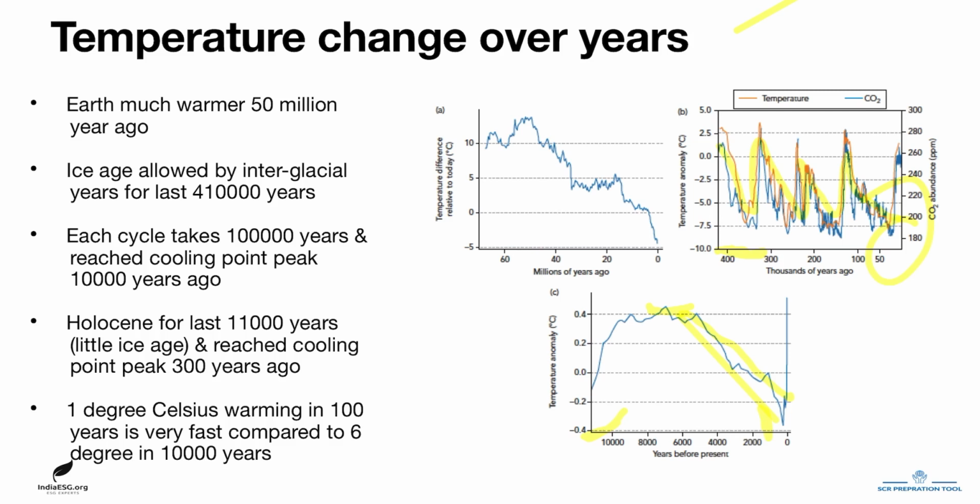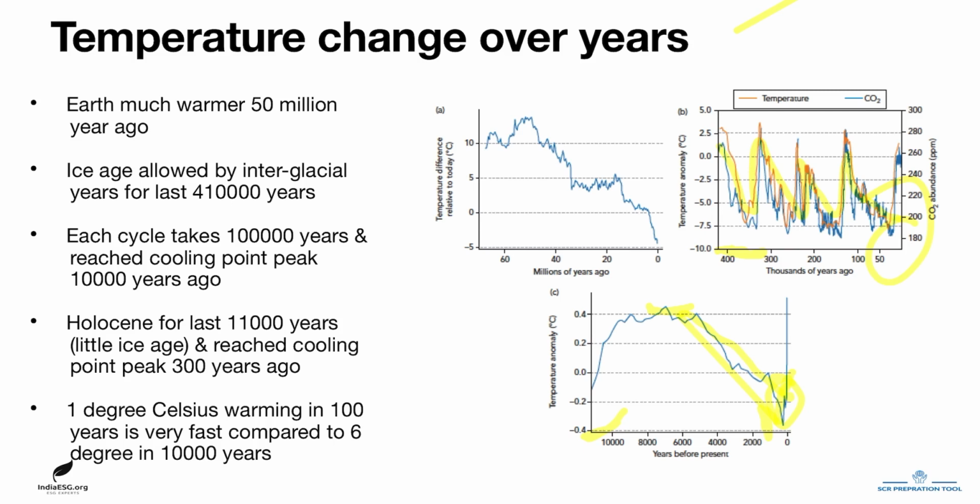Now, in the last 150 to 200 years, it has increased by 1 degree Celsius. So if you see this portion, it shows that Earth's temperature has increased around 1 degree Celsius in the last 150 to 200 years, and this is comparable to the middle of the Holocene.